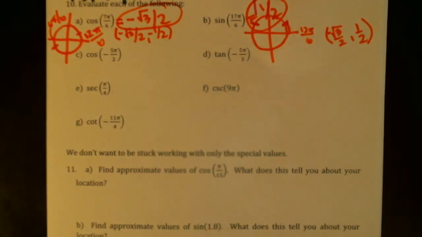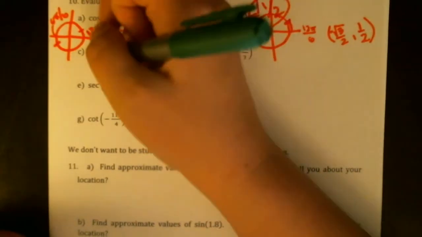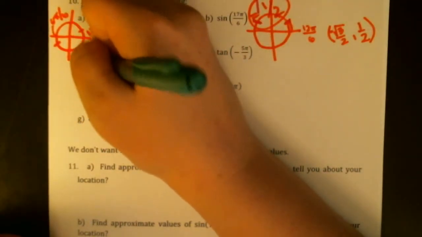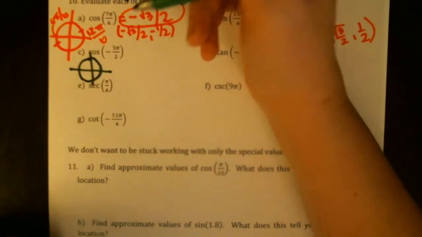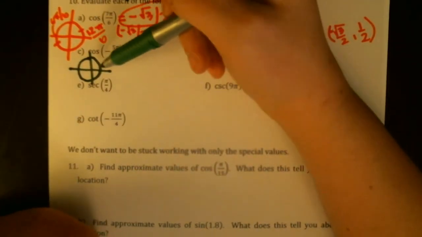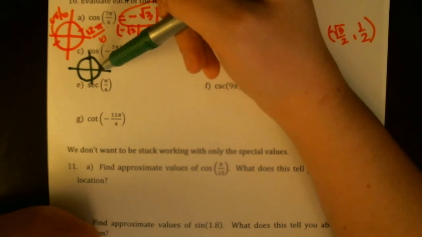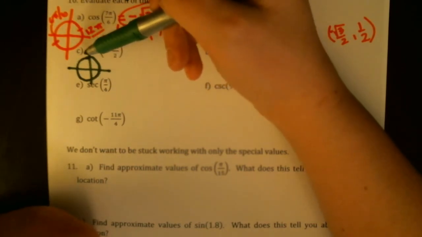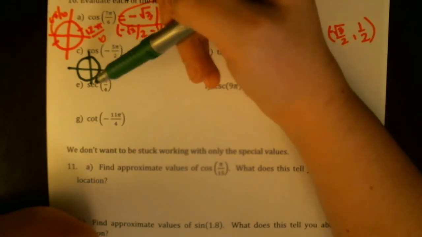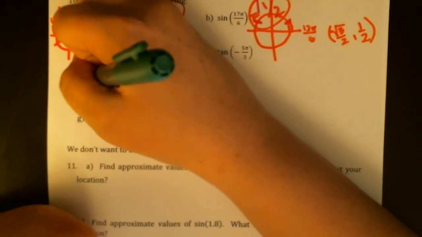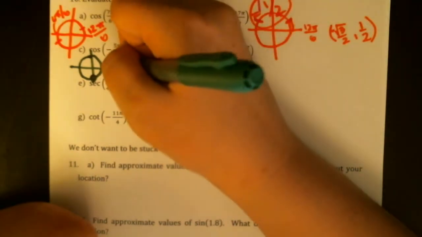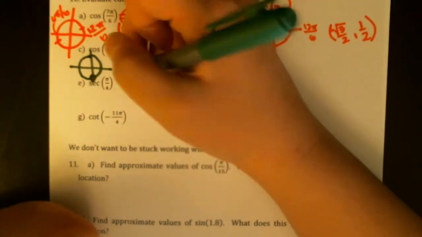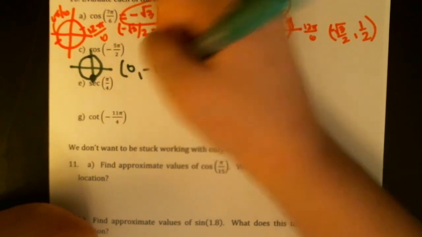Okay, next, cosine of negative 5 pi over 2. So let's see. Pi over 2 is a quarter of the way around the circle. Negative means we start at 1, 0, and we head down. So here's 1 pi over 2, 2 pi over 2, 3 pi over 2, 4 pi over 2, and 5 pi over 2. So we're at the bottom of the circle, which the pi over 2s are nice and easy. I don't think we need much memorizing. The bottom of the circle is 0, negative 1.